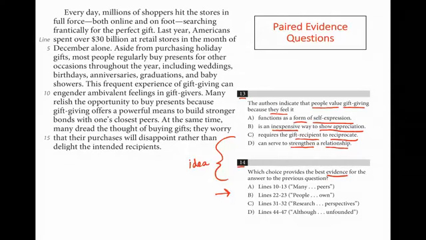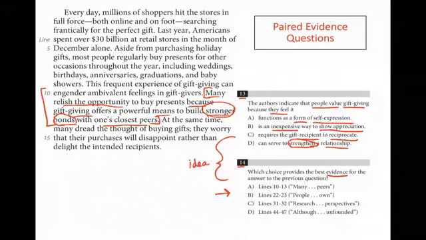Let's start with choice A, 10 to 13. So now I'm focused on these lines from 10 to about 13 here. Specifically the words many to peers. Okay. Many relish the opportunity to buy gifts. Why? Because gift giving offers a powerful means to build stronger bonds with one's closest peers. Anything from 13 that matches with? Well, I see stronger. I see strength here. And they don't use the word relationship, but they use bonding with peers.